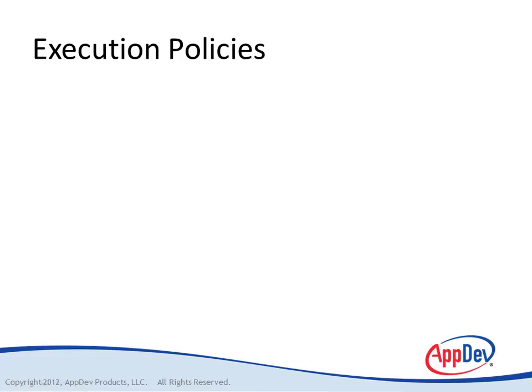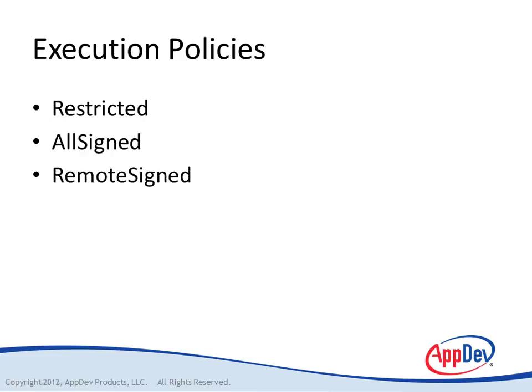Now, there are several execution policies available to you out of the box. The first one is the one we just encountered, which is Restricted. After that, we have AllSigned. And AllSigned means that we can run any script as long as it has been signed with a cryptographic key. Most of the time, you're not going to want to sign every single script that you write. And so the most common configuration that people use is actually RemoteSigned. And RemoteSigned says, trust me to run the scripts that are on the local machine, but if I try to run a script that is remote, then it has to be signed.